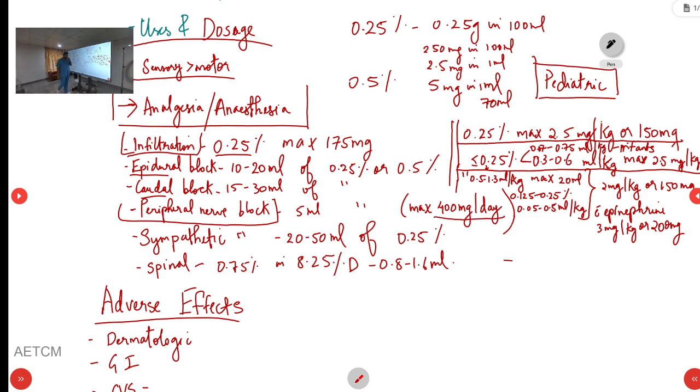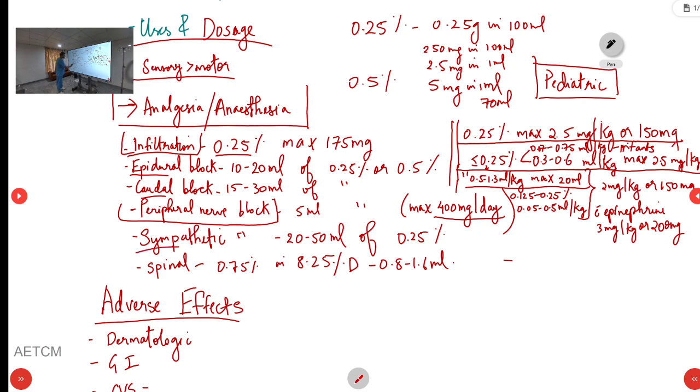And then coming to the pediatric dose, we have 0.125 to 0.25 percentage bupivacaine we can use, and that ml per kg dosage is 0.05 to 0.5 ml per kg. And that also max dose is same as I said earlier, 2 mg per kg or 3 mg per kg based on with or without epinephrine.